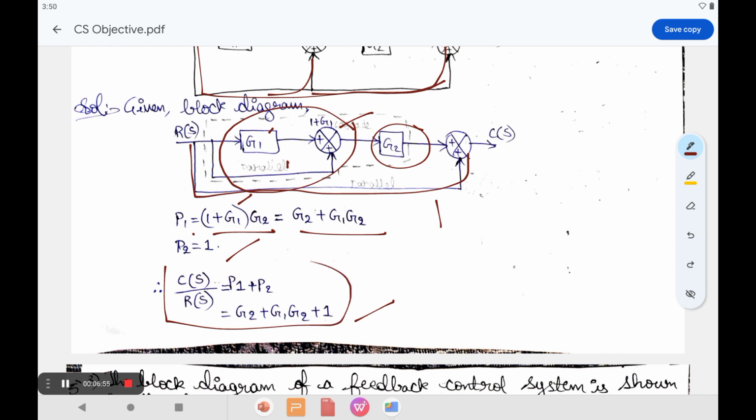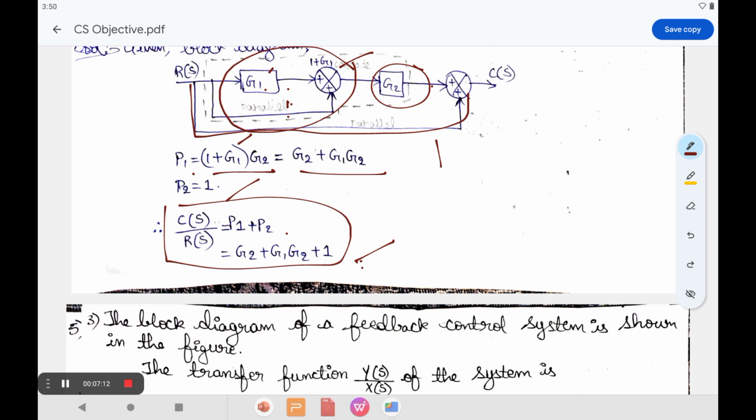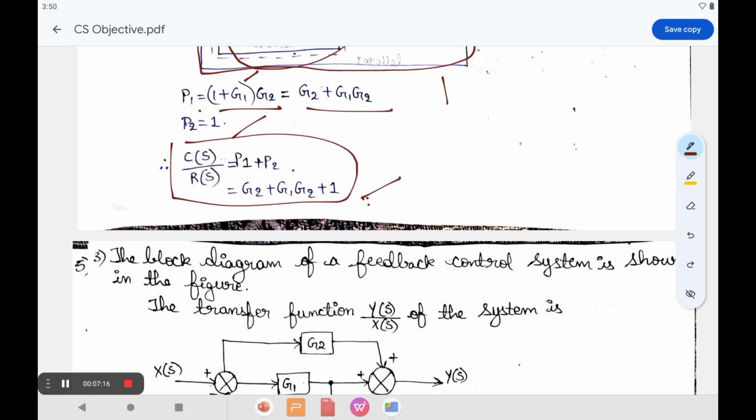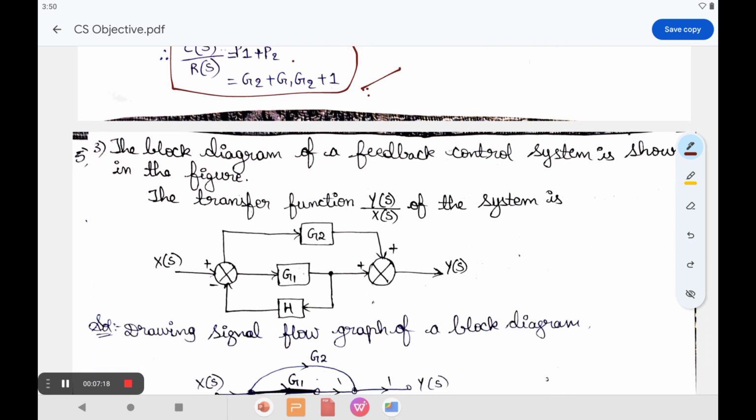So C of S by R of S is equal to the product of the addition of these two plus the product of this one. So therefore 1 plus G1 into G2, plus 1, is the final answer. So this is the overall transfer function for this second question. I hope it is very clear, guys. Okay, these are also GATE questions, and some more questions are also included here.